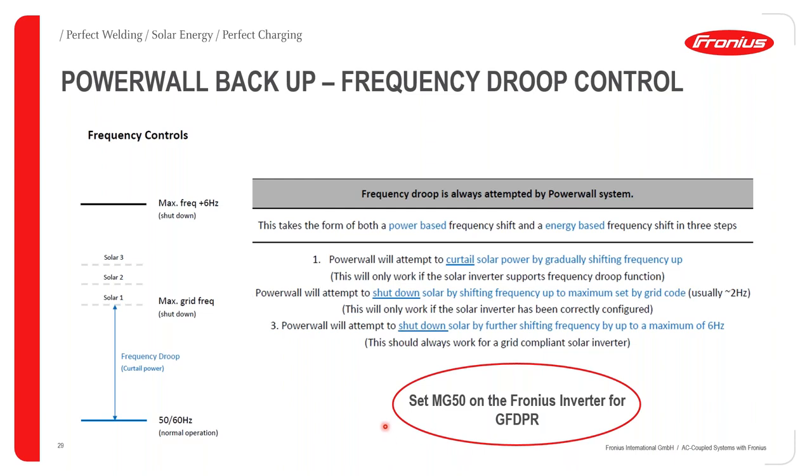My colleague Cyprian did touch on this topic earlier on about how to set up MG50. But what's very important to note, whenever you're doing AC coupling, whether with Victron or with Tesla, is that you have to select MG50 as the country setup on the Fronius inverter to enable your GFDPR functionality.